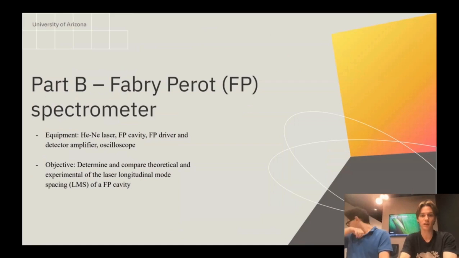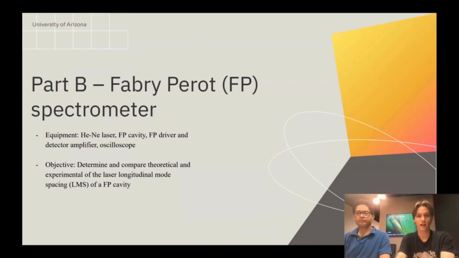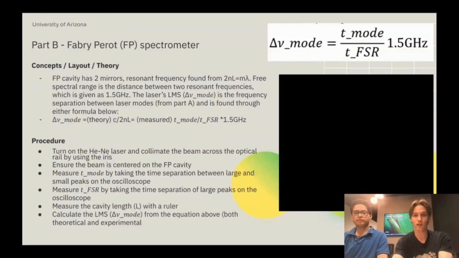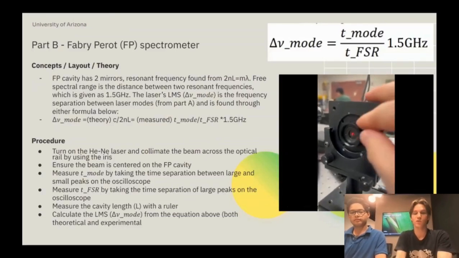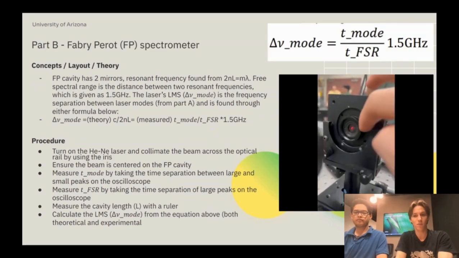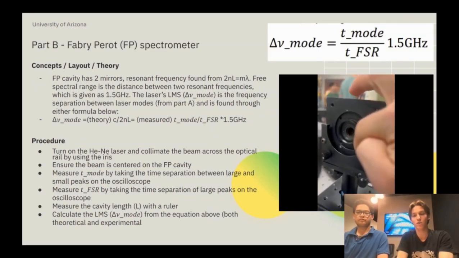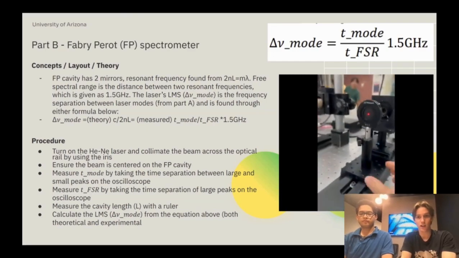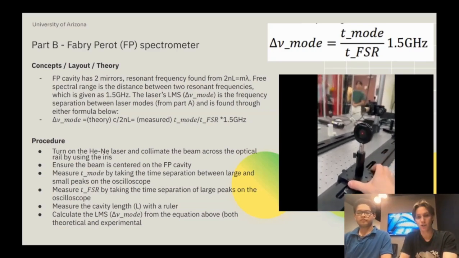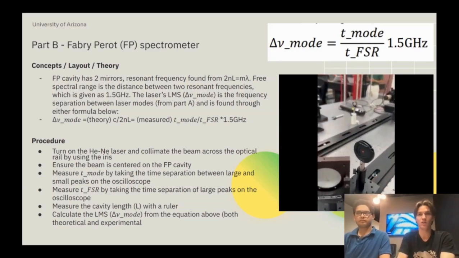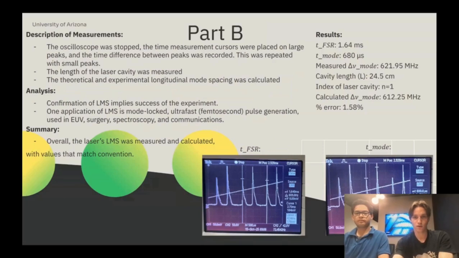And part B, we did the Fabry-Perot spectrometer, and this was comparing theoretical and experimental laser longitudinal modes of the Fabry-Perot cavity. And as you can see in the video, our first step in the process was aligning both the beam on the optical rail and centering it onto the Fabry-Perot cavity. And we used 2 different equations to theoretically measure it or actually measure it with the oscilloscope.